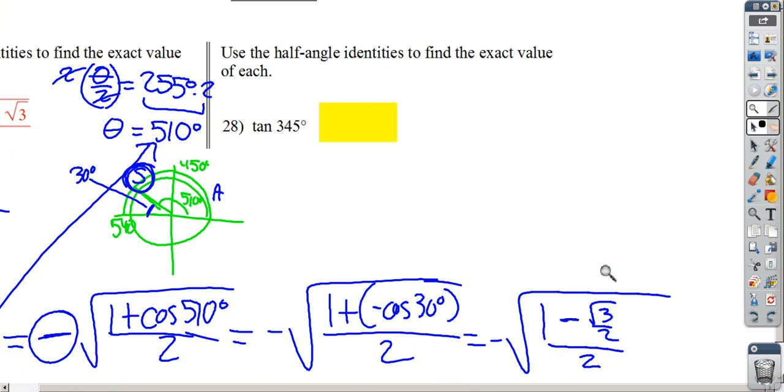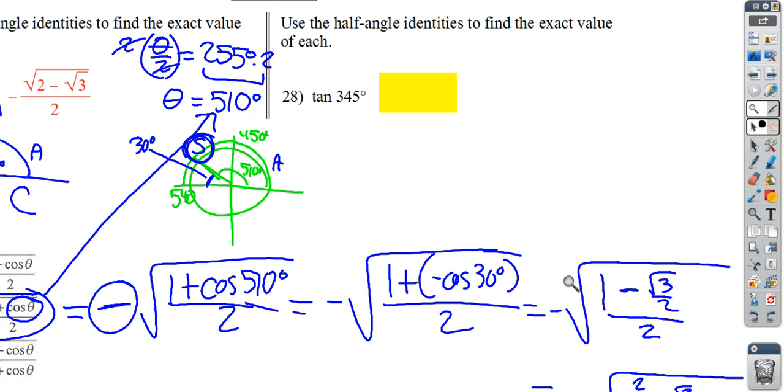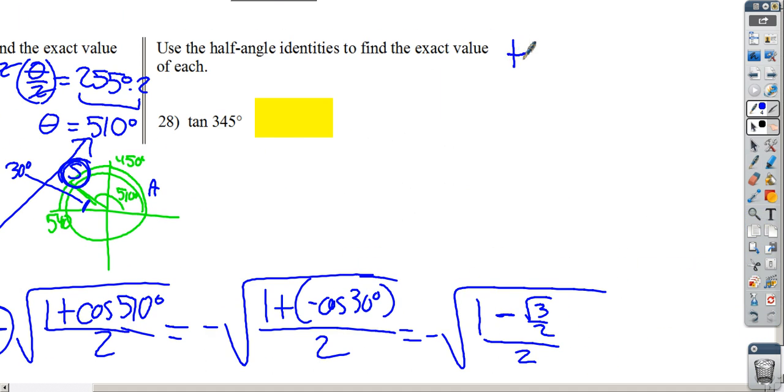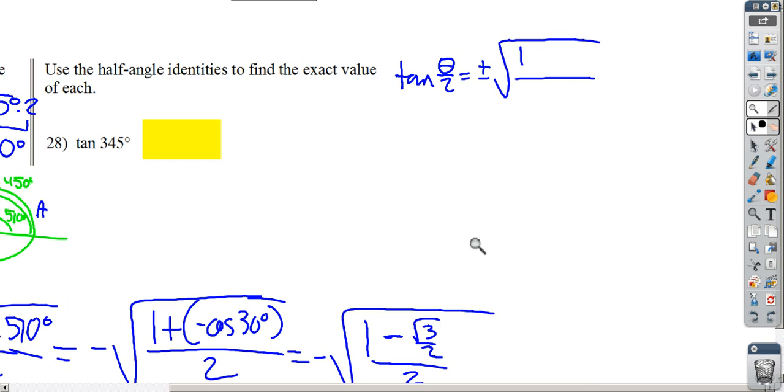Alright, tan 345. The tangent identity, you can see it right there in the bottom left. Let me rewrite that right here so we have it. So the tan of theta over 2 equals plus or minus this thing. It's the radical of 1 minus cos over 1 plus cos, in each case, of theta.